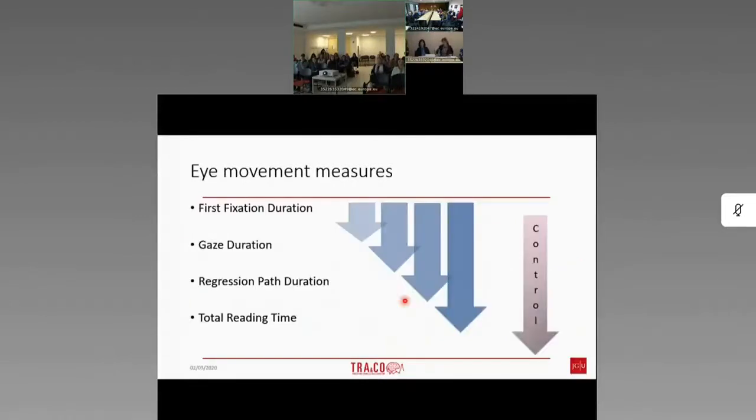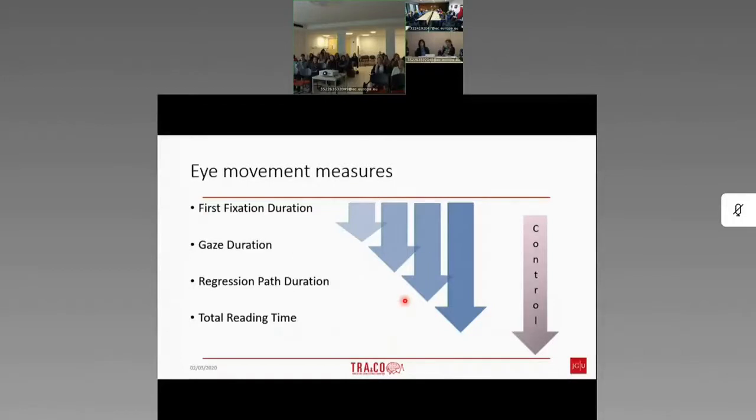Why is that interesting? Because these early processes, 250 milliseconds, that's very, very short. It's a quarter of a second. And in that quarter of a second, what you manage is to not only understand that word, but also translate it. But a lot of the processes that go on in this first fixation duration are relatively automatic. So you have very little control whether you look at a word for 240 or 260 milliseconds. You cannot possibly control that.